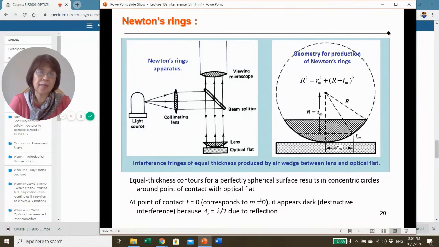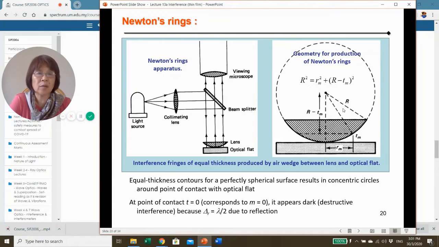Newton's rings. Here we have the light source with a collimating lens producing parallel rays, hitting a beam splitter, and then part of this light will be reflected and fall onto a plano-convex lens, whereby the curved surface is resting on an optical flat, and then it gets reflected. So down here, there's an air wedge on this side as well as this side. Here is zero thickness. Here will be the thickness over here. And then they are reflected back up, pass through the beam splitter, and go through the viewing microscope.